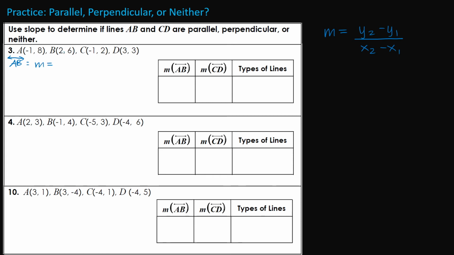let's take the y value 6 minus 8 divided by 2 minus negative 1. So 6 minus 8 is negative 2. 2 minus negative 1 is just 2 plus 1. That's positive 3. So our slope would be negative 2/3.